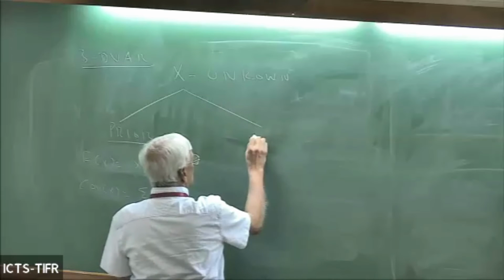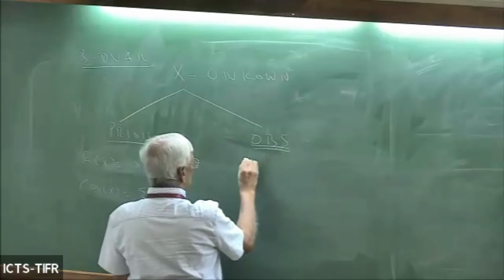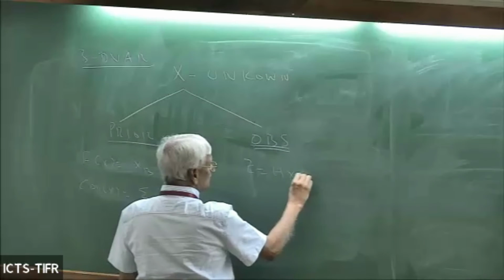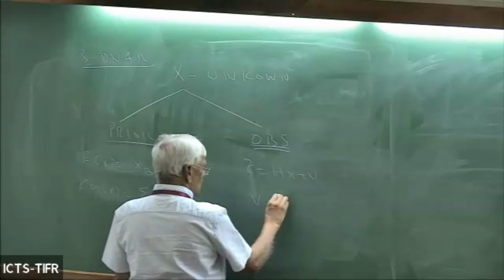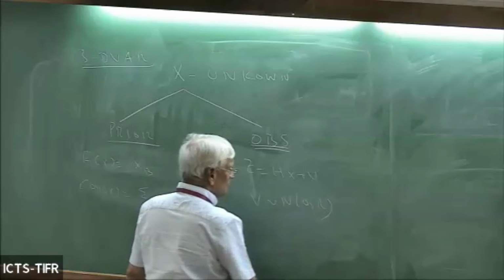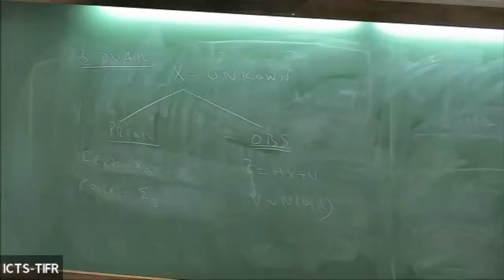Then I have the conditional density, the observation. What does the observation say? Z is equal to h of x plus v, and v is normal with mean 0 and covariance R. Now do you see the two pieces of information? I want to be able to combine the two.